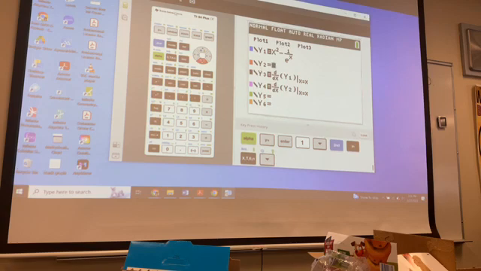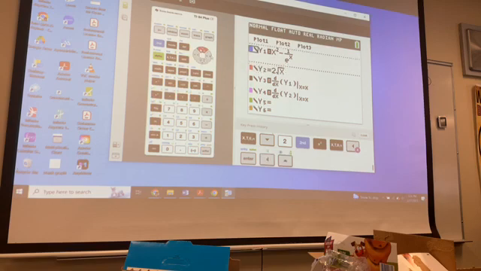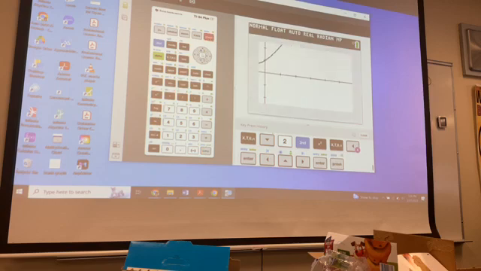And then y2 is just 2 square root x. And again, I want to leave y1 and y2 turned off. So guys, I can take the derivatives of those, but if it's a calculator question, I'm going to let my calculator take the derivative.